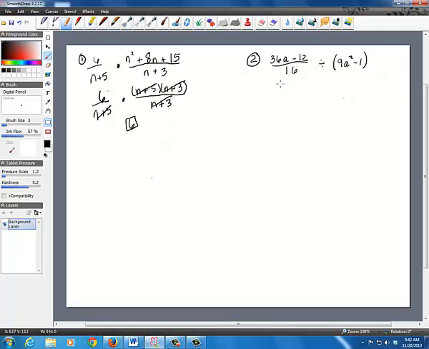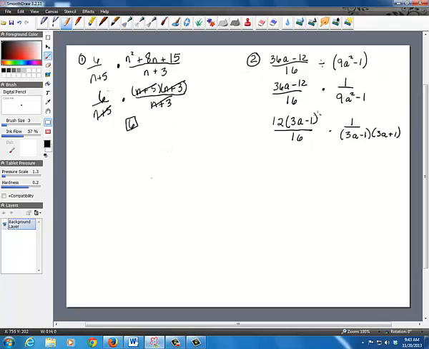Let's look at the second problem. This is a division problem, so I'm going to rewrite it as a multiplication problem. This is divided by this, so if I multiply, it's 1 over 9a squared minus 1. Now, since it's a multiplication problem, I can factor it. So the top, I'm going to take out a common factor of 12, 3a minus 1 over 16 times 1 over 3a minus 1 times 3a plus 1.